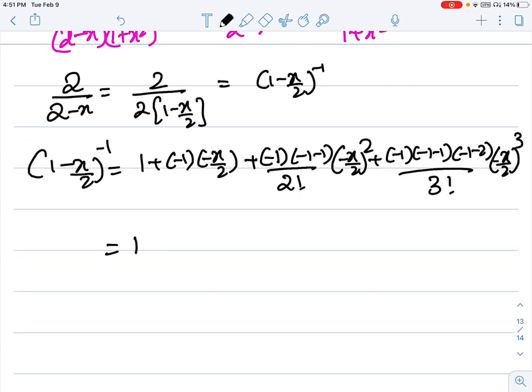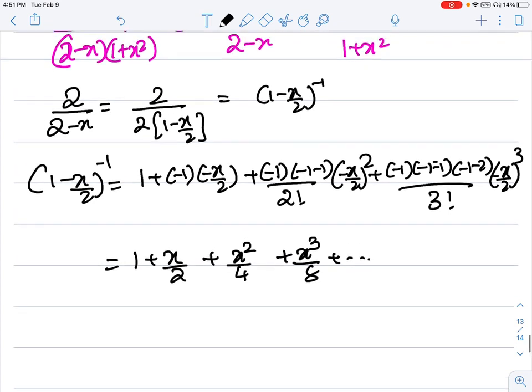So it becomes 1 plus x upon 2, 2 gets cancelled, minus minus also gets cancelled, it becomes x squared by 4, then 3 and 2 factorial get cancelled, 3 times minus gets cancelled, plus x cube by 8, and so on. That is the first one.